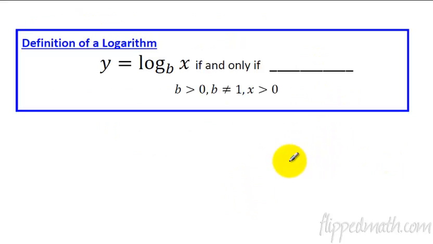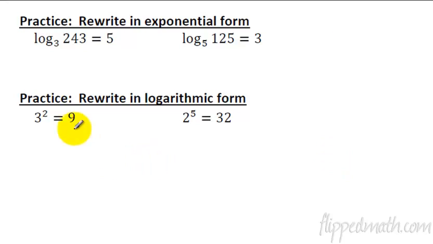Next, we have the definition of a logarithm. So when we have y equals log base b of x, this happens only if b raised to the y is equal to x. Okay, so if the base is raised to the other side, it would equal x. So hopefully you remember that, because we're going to go in between logarithmic form and exponential form on the next problem. So let's rewrite it.